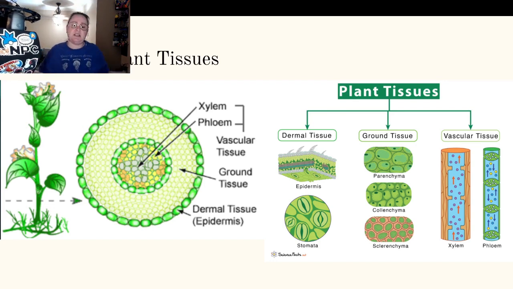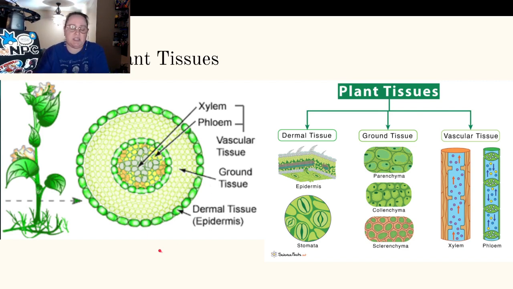Now, that doesn't mean that's the only thing going on. So remember, we got the epidermis and the stomata basically running the vascular tissue. And usually if you cut a vascular plant, you'll find the xylem and the phloem, usually in the middle. And in between the xylem and the phloem is ground tissue, and then the dermal tissue, or the epidermis, where you find all the stomata and everything.